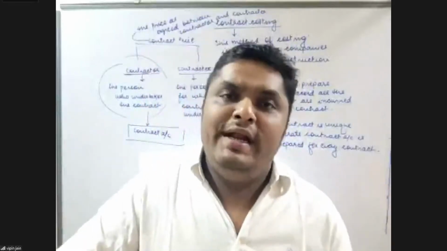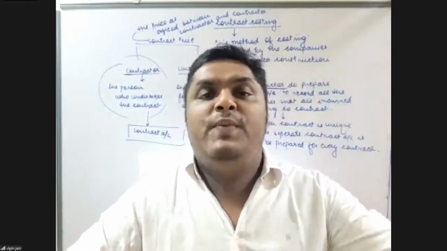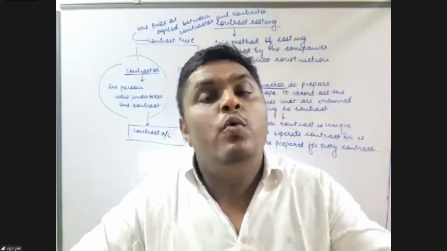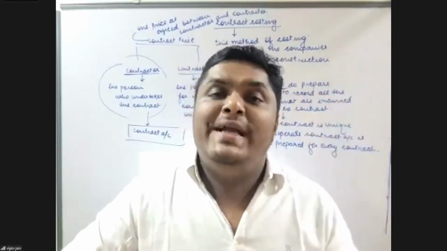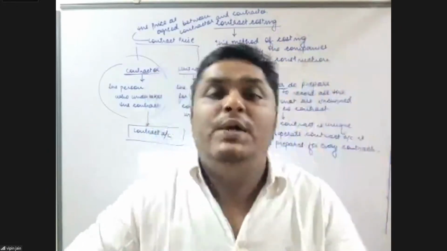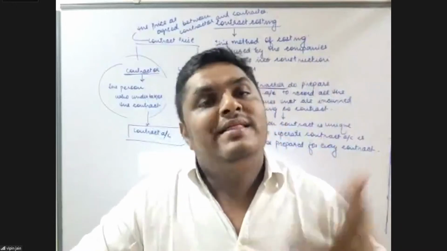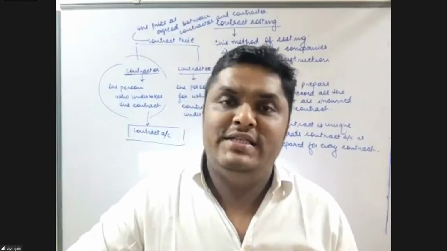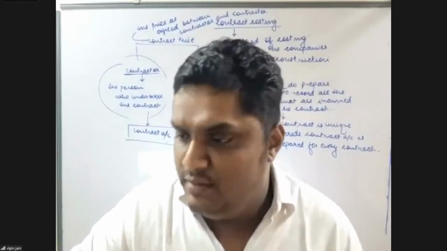The first one, contractor, the person who undertakes the contract. This contract account is prepared by the contractor. Second point, contractee, the person for whom contract is undertaken. Third point, contract price, the price as agreed between the contractor and contractee for the work to be completed. If you guys have any doubts in this part, please post your query. Further, I request you guys to please copy the explanation.